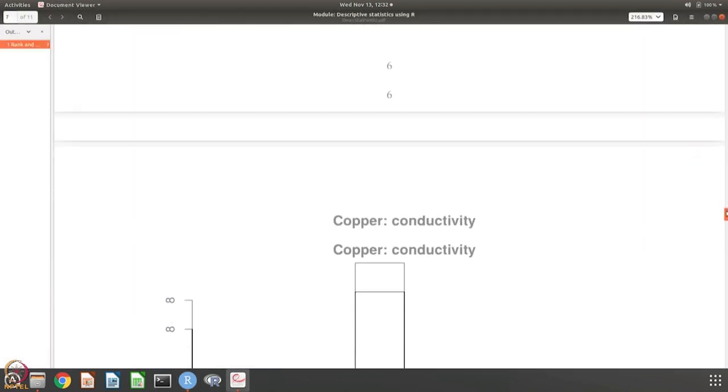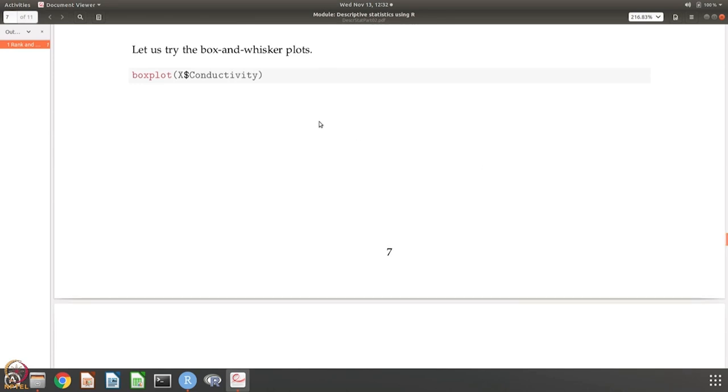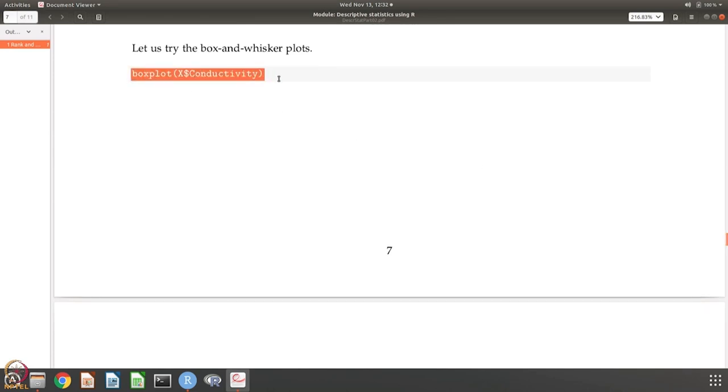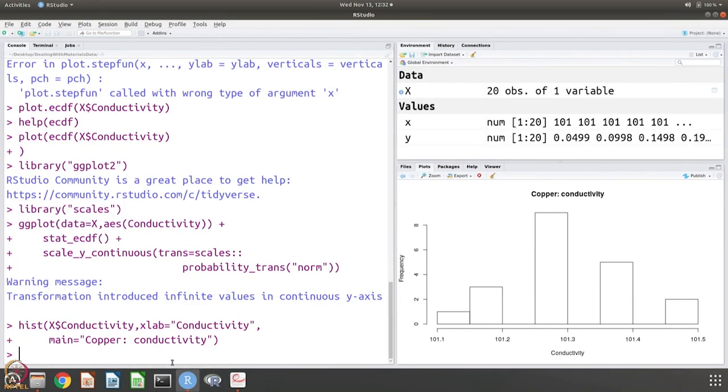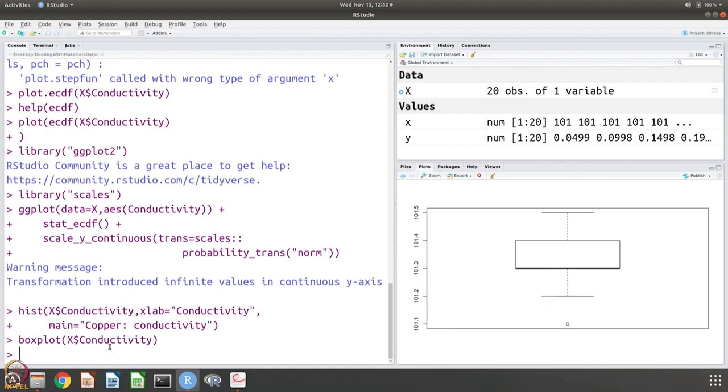Now, the next one that we wanted to do is a box and whisker plot. Again, the command is very easy, and as we have been doing, it's easy to actually put help box plot, for example, and learn more about these commands. So here is a box plot, and the box plot again indicates where the data is, where the median of the data lies, and so on and so forth.